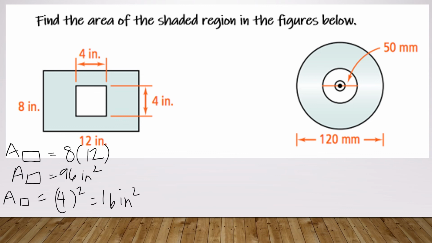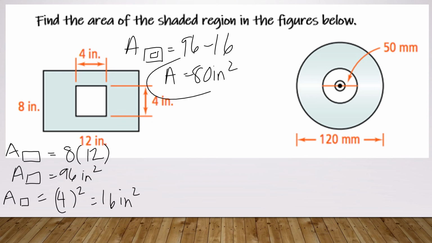Now to find the area of the shaded region, we are just going to do 96 minus 16, and we get 80 inches squared. And that's it for that one.